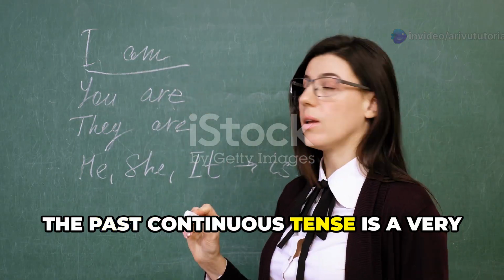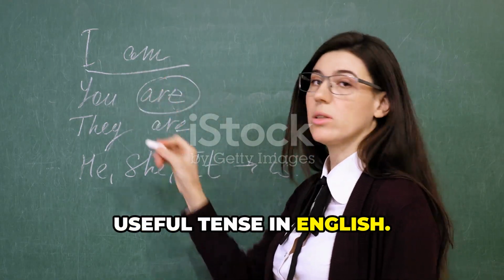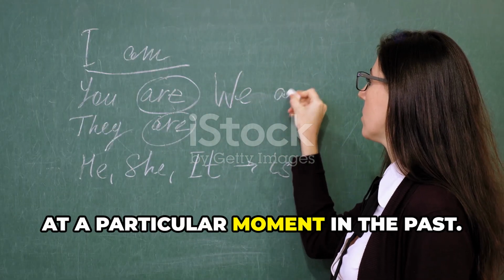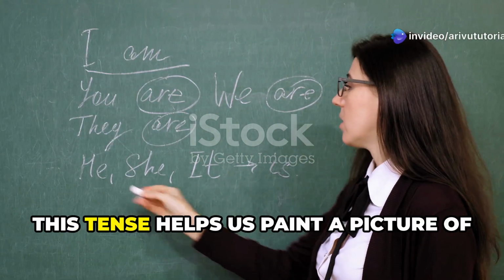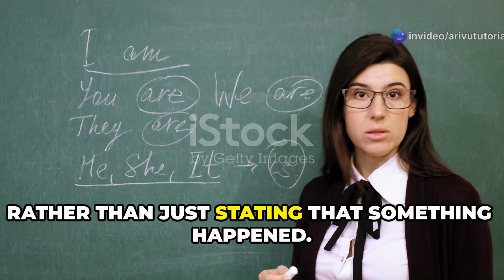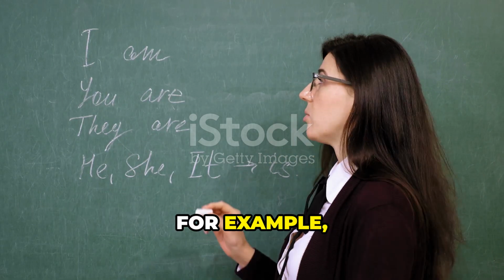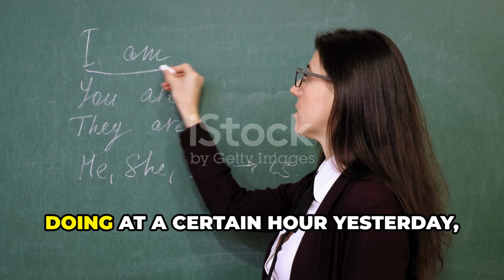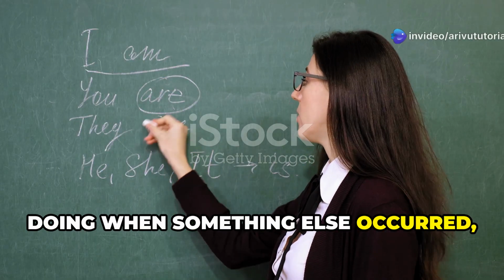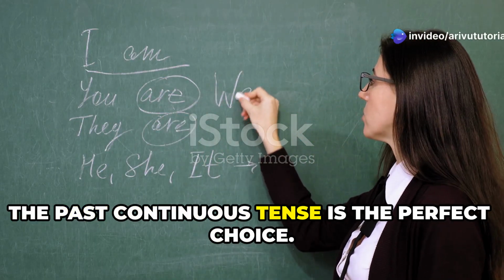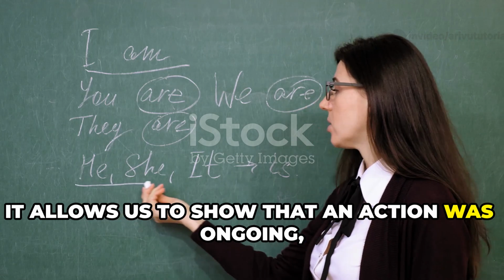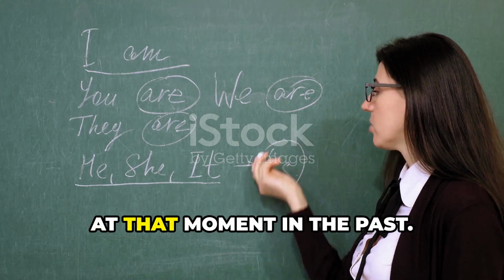The past continuous tense is a very useful tense in English. We use it to describe actions that were happening or in progress at a particular moment in the past. This tense helps us paint a picture of what was going on at a specific time, rather than just stating that something happened. For example, if you want to talk about what you were doing at a certain hour yesterday, or what someone else was in the middle of doing when something else occurred, the past continuous tense is the perfect choice. It allows us to show that an action was ongoing, not yet finished, at that moment in the past.